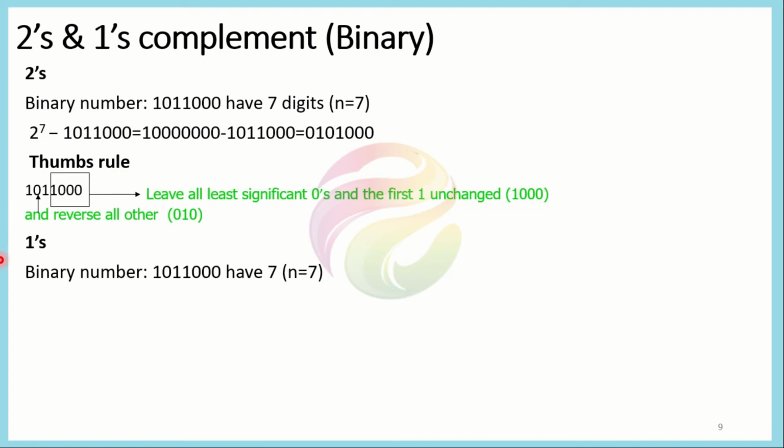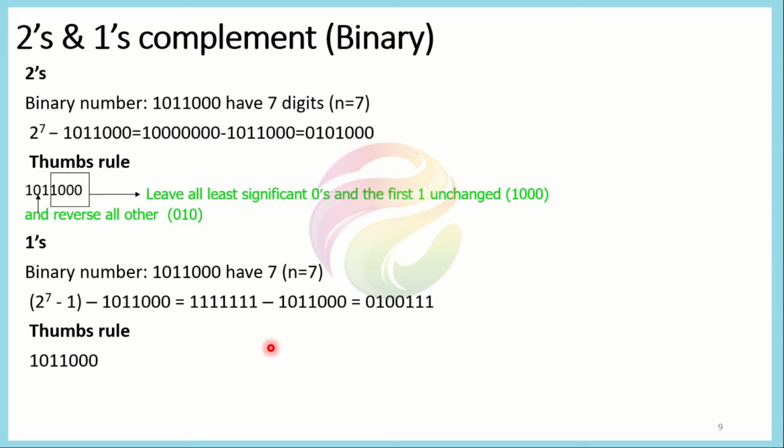And now the ones complement. Say again we have the same number and we apply the formula which we discussed in the last slides. And now we have an extra term here of minus 1. So for 2 to the power 7 minus 1, we will get this result here. In this case, we will be just subtracting these two numbers. This will result in this. So this is the ones complement for this number.